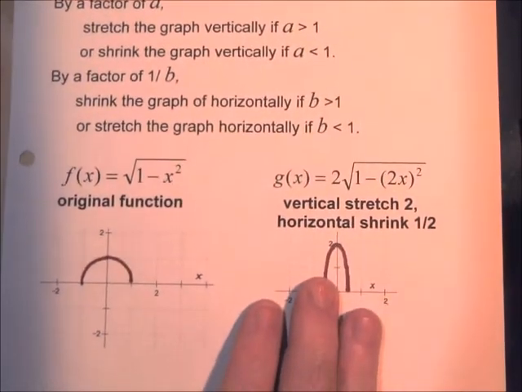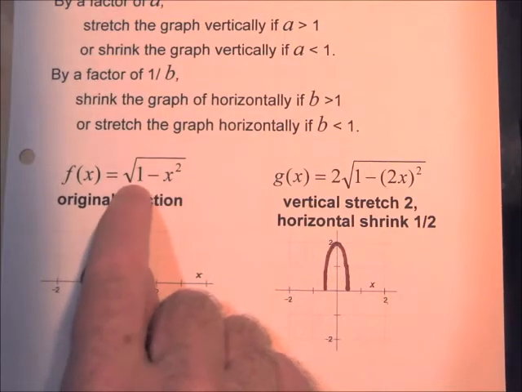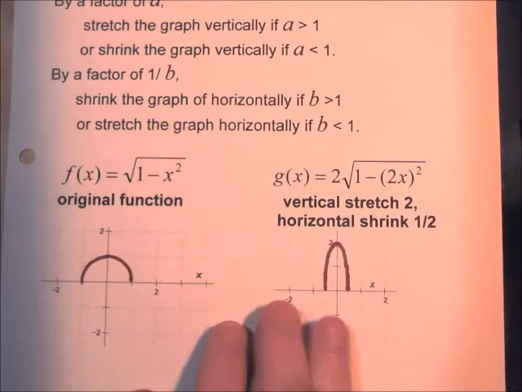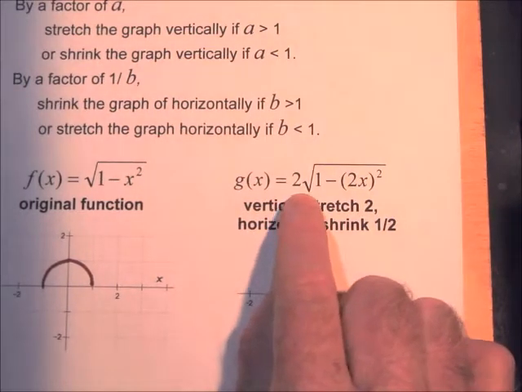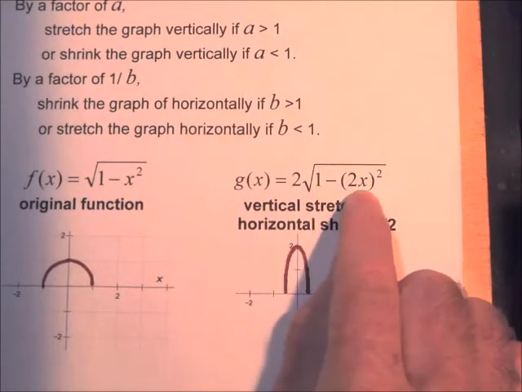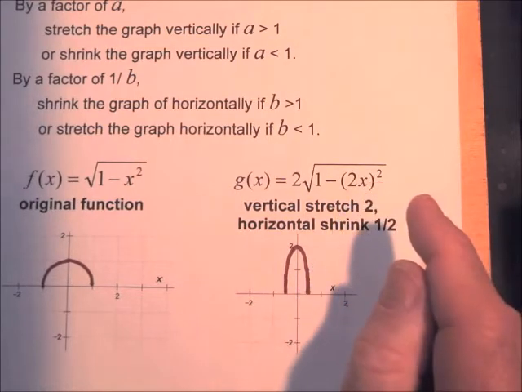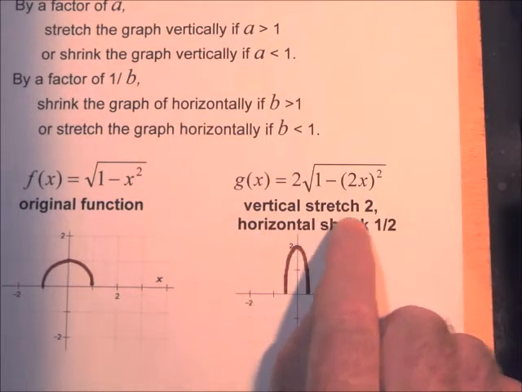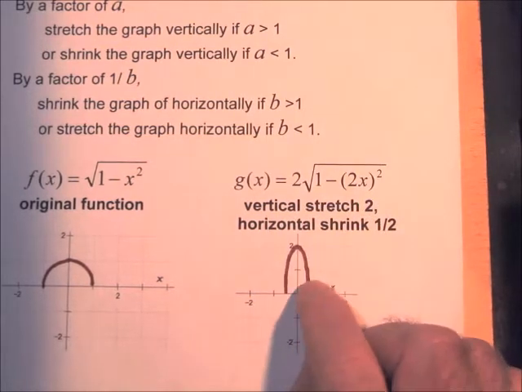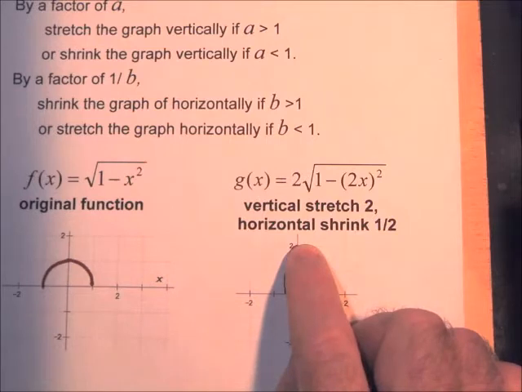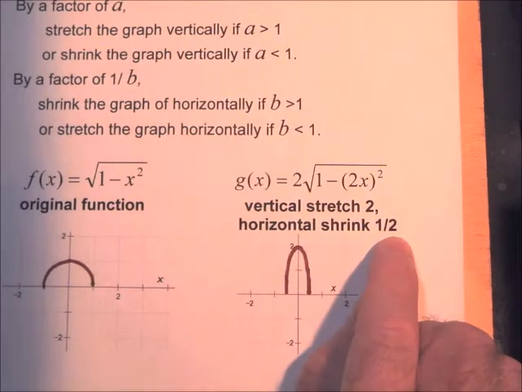So the original function is an upper semicircle, f of x equals square root of 1 minus x squared. If g of x is 2 times the square root of 1 minus the quantity 2x squared, then we're going to stretch it vertically by a factor of 2. We're multiplying the outputs by 2, so we stretch it vertically. Instead of going up to 1, it goes up to 2. And we're shrinking it horizontally by a factor of 1/2.